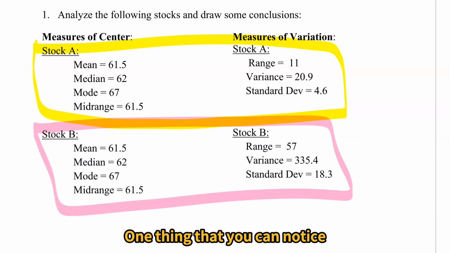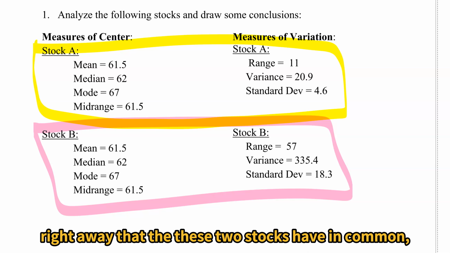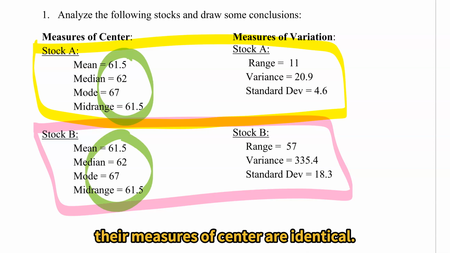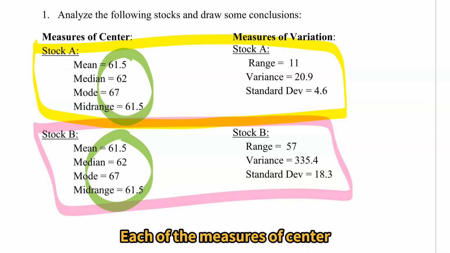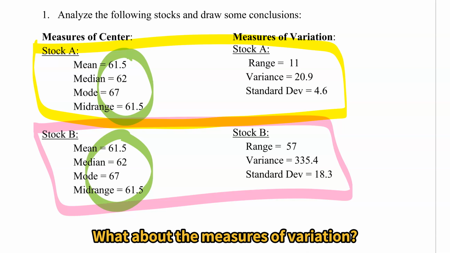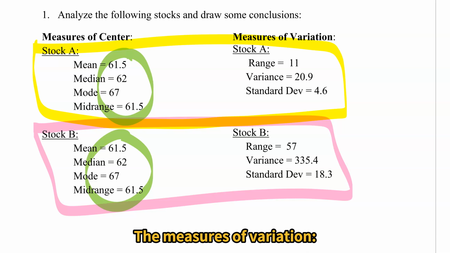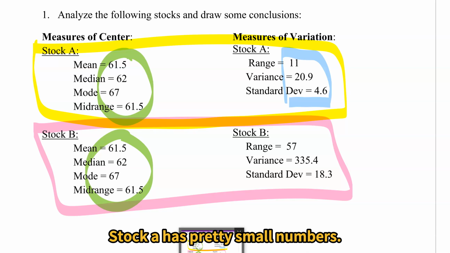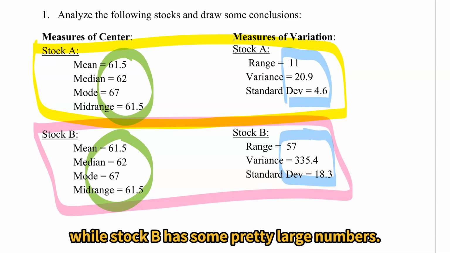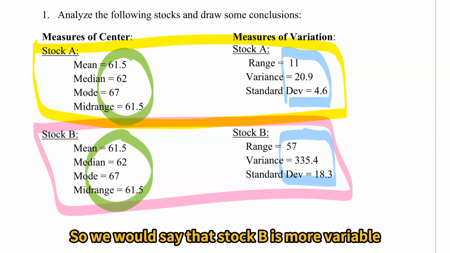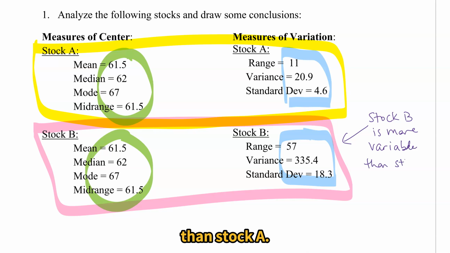One thing that you can notice right away that these two stocks have in common, their measures of center are identical. Each of the measures of center for stock A and stock B are equal. But what about the measures of variation? For the measures of variation, stock A has pretty small numbers, while stock B has some pretty large numbers. So we would say that stock B is more variable than stock A.